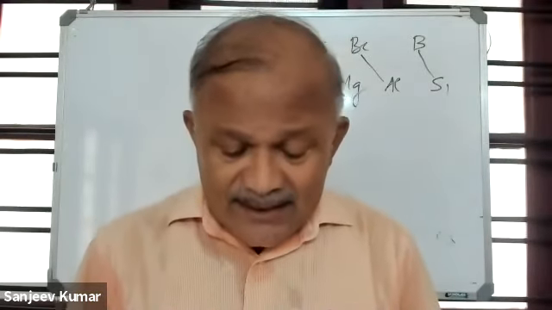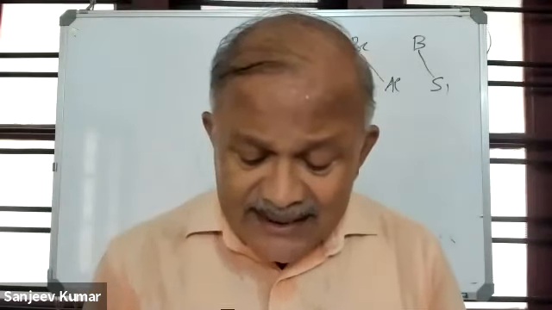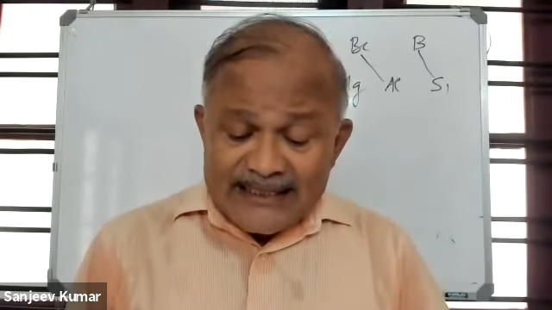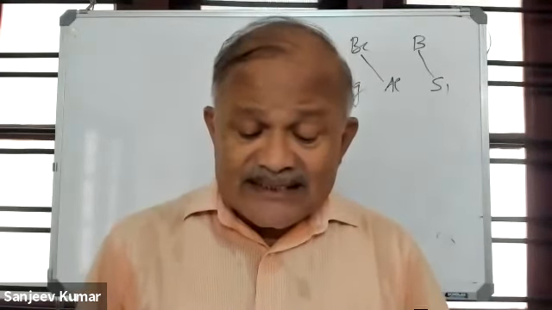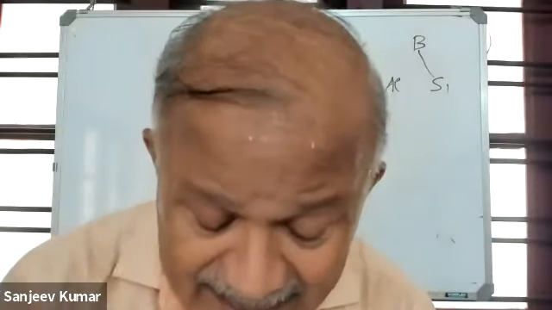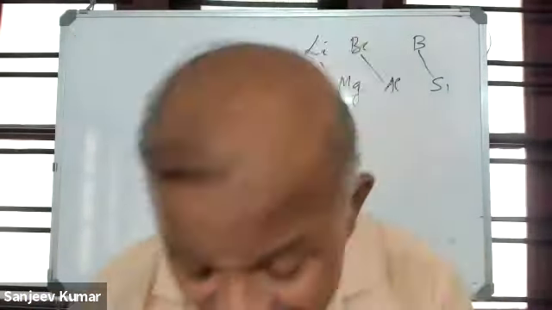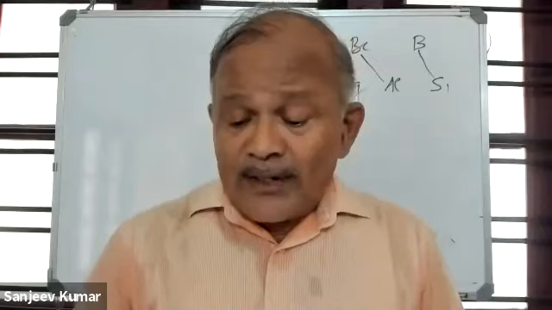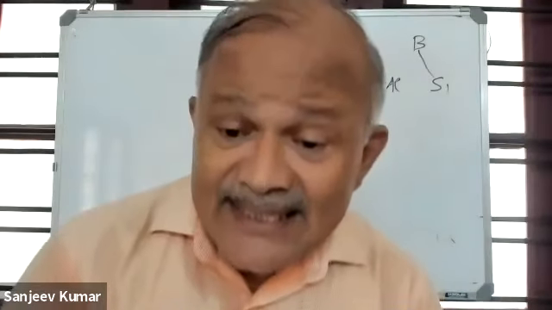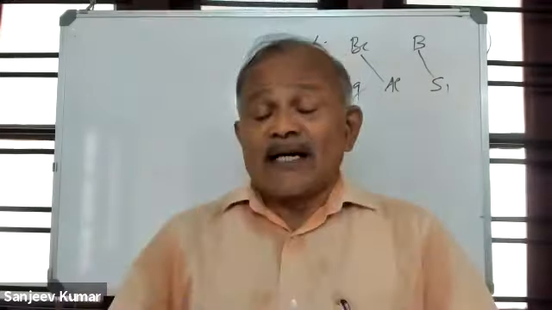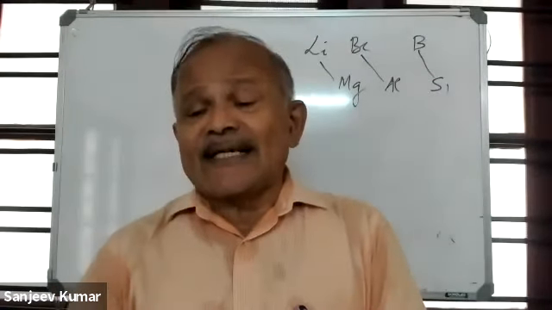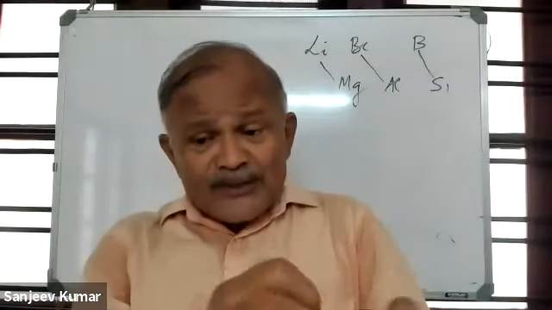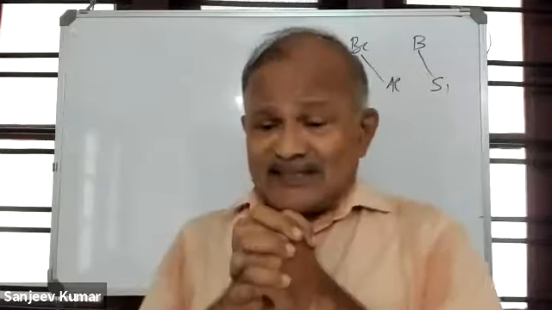The 17th question is, which of the following represents the correct order of increasing electron gain enthalpy with a negative sign for the elements oxygen, sulfur, fluorine and chlorine? Electron affinity or electron gain enthalpy is the energy liberated when an electron is added to an isolated gaseous atom. Ionization enthalpy is the energy required to remove an electron from an isolated gaseous atom.